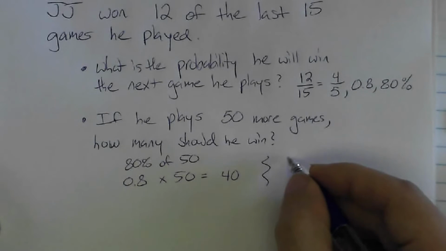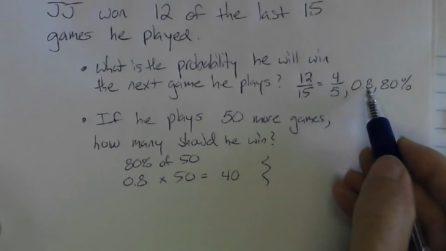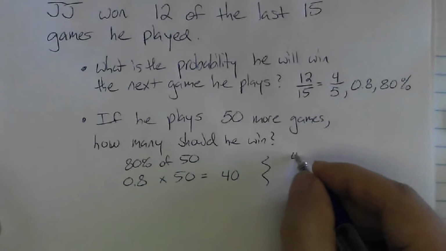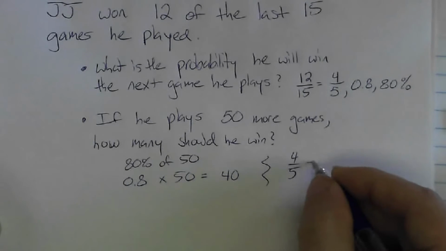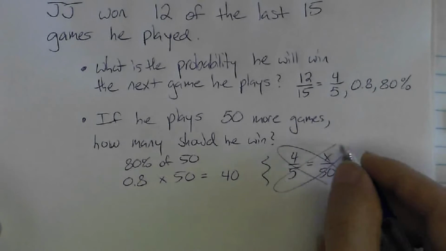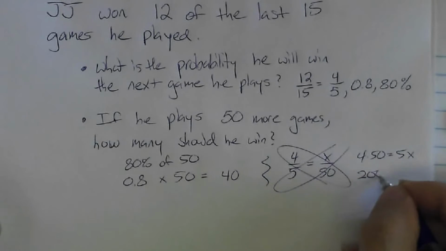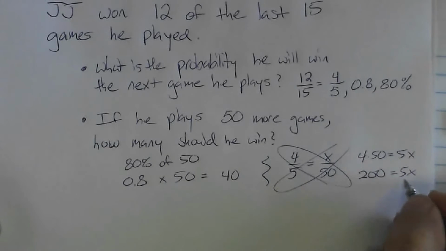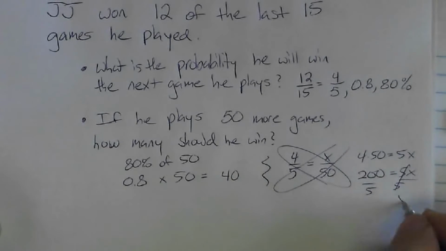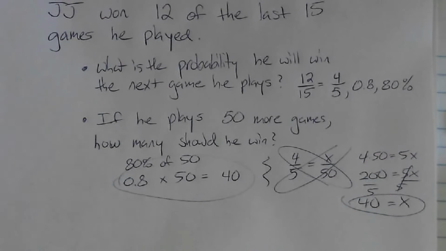Another way to do it, 80% would be either 80 over 100, 12 over 15, or 4 over 5. I'll use the reduced fraction, 4 over 5. And that's going to equal how many out of 50? Well, 4 times 50 is going to equal 5x. 4 times 50 is 200. 200 equals 5x. Divide both sides by 5. And 200 divided by 5 is 40. Doing this both ways is a good way to check your work. I strongly recommend it on the test, especially because the test will be short, so you'll have enough time to do it like this.